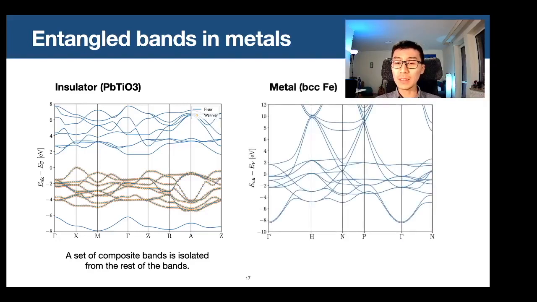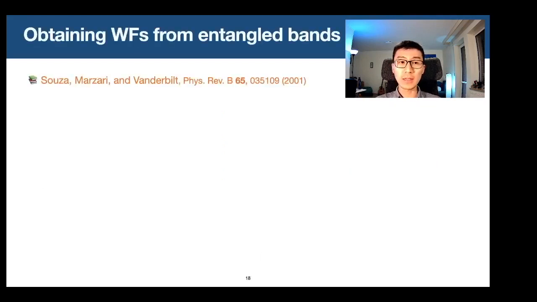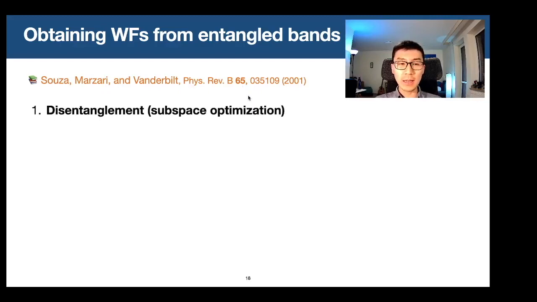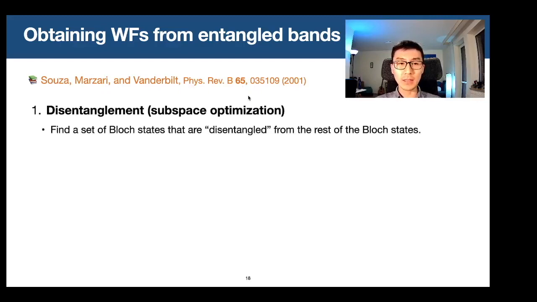But for metals, there is no such gap, and the bands are always entangled with the rest. So we have to do something to deal with these entangled bands, and a prescription is needed. This method was developed by Ivo Souza and his colleagues in 2001, and the prescription is now called disentanglement. It is basically to find a set of Bloch states that are disentangled from the rest of the Bloch states, so that at the end we have Bloch functions whose number is the same as the number of Wannier functions.